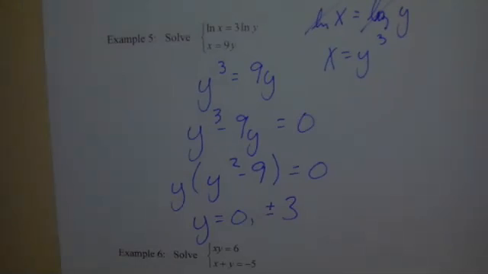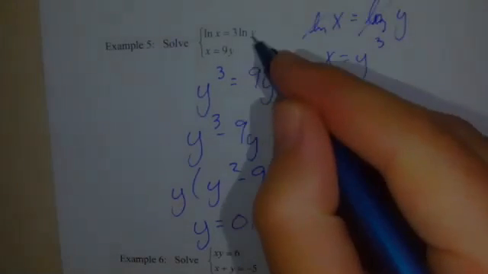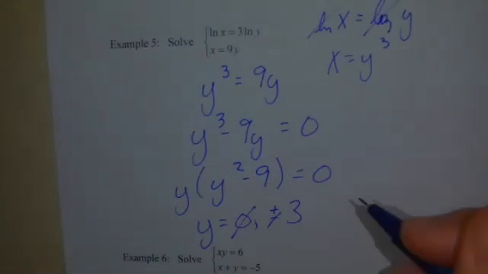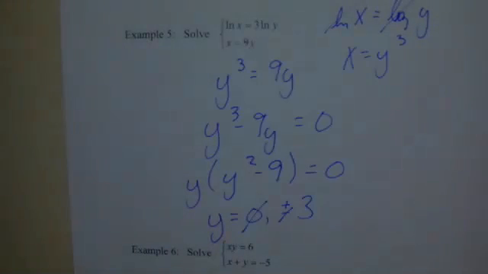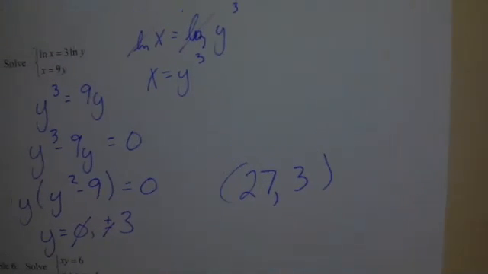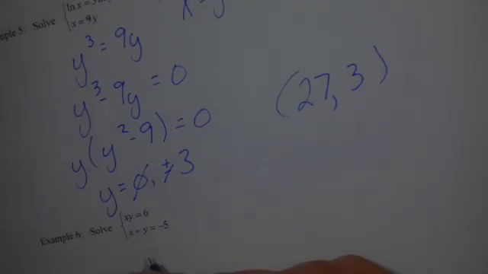Now, looking at my original equations, the natural log of 0 doesn't exist. The natural log of -3 doesn't exist. y has to equal 3. If that's the case, 9 times 3 equals 27, and that is my point, 27, 3. Scoot it over a little bit. All looks good. Okay. Not too many more of these guys.